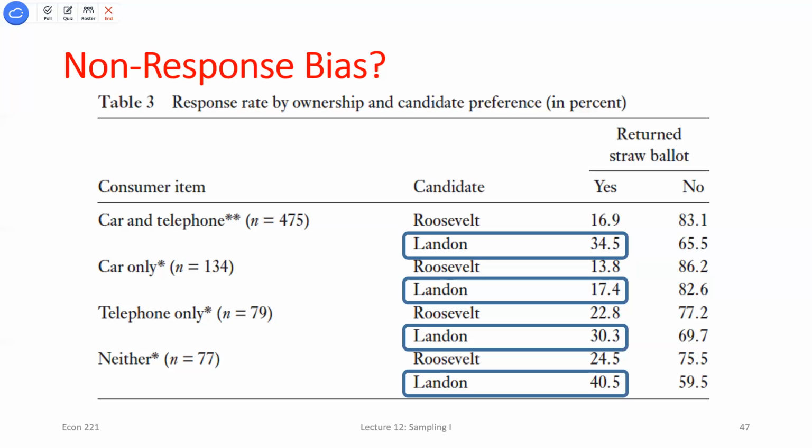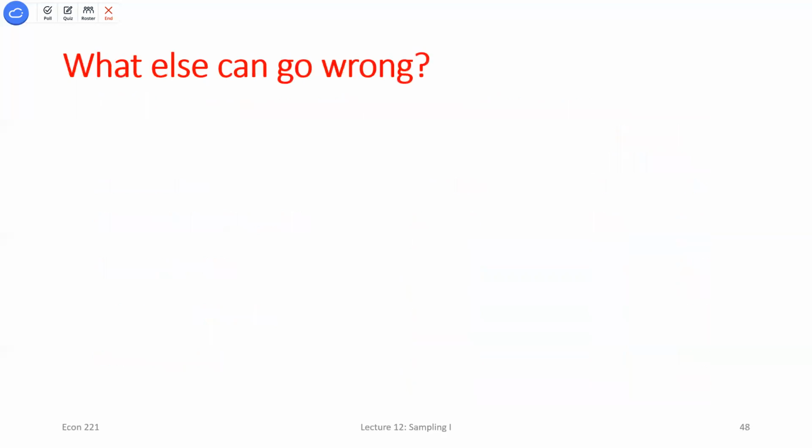So this one was also built in to make it look like the Republican candidate was more likely to win, but it wasn't anything that the poll could necessarily have changed, right? They didn't know going into it that Republicans were just going to be more likely to respond to their survey. So we had this non-response and the selection bias built in. What are some other things that can go wrong?